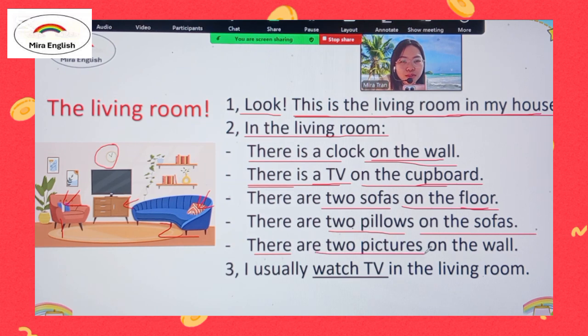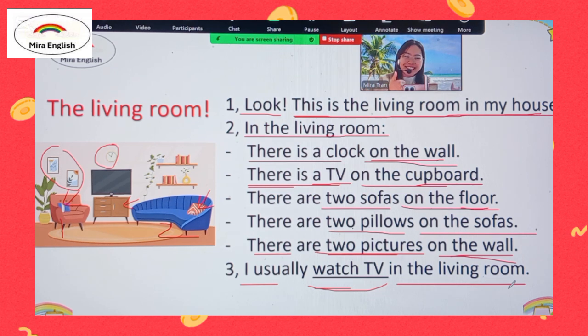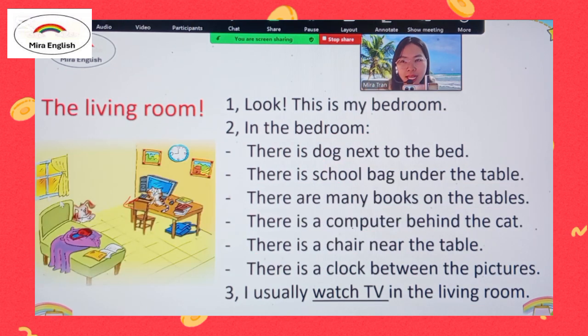There are two pictures on the wall. Có hai bức tranh ở trên tường. I usually watch TV in the living room. Mình nói một hoạt động của mình thường làm ở phòng khách. Okay? Next one, class.